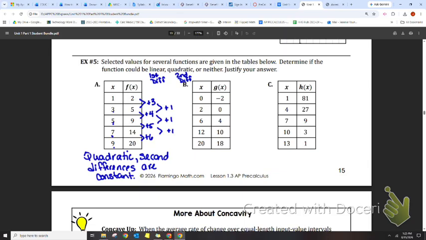All right, then check out B. Check out your x's first though, remember. 0 to 2, we're adding 2. 2 to 6, though, we add 4, and then we add 6, and then we have to add 8. They're not the same. So I can't just do, how do I get from negative 2 to 0? I'm going to have to use the slope formula to find those first differences.